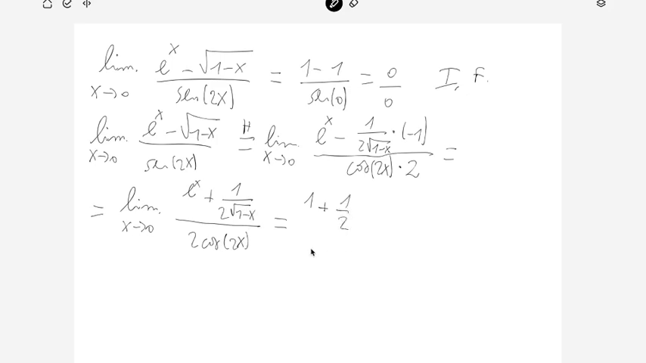Okay, so the indeterminate form has disappeared, because if the denominator is different from 0, the result is a number. If the denominator is 0, the result is infinity. But the indeterminate form disappears, so the L'Hopital works. And here, the cosine of 0 is 1. 1 times 2 is 2. So this is 3 over 2 times 2. This is 3 over 4. And this is the result of the limit. Okay, so in this case, the L'Hopital works.